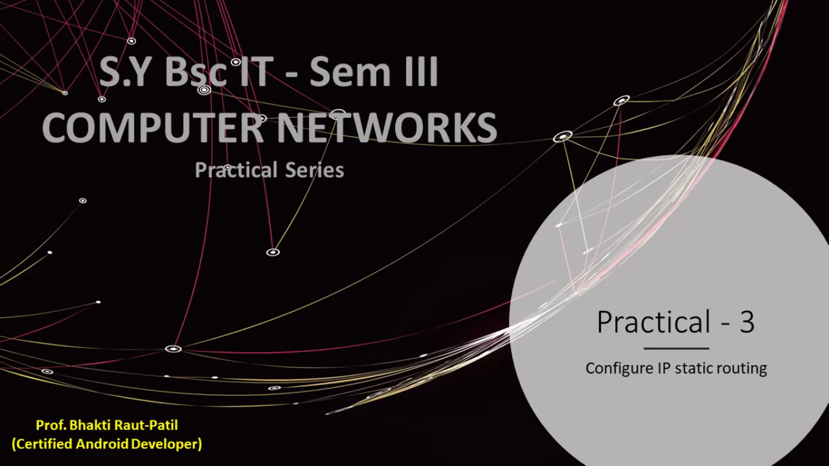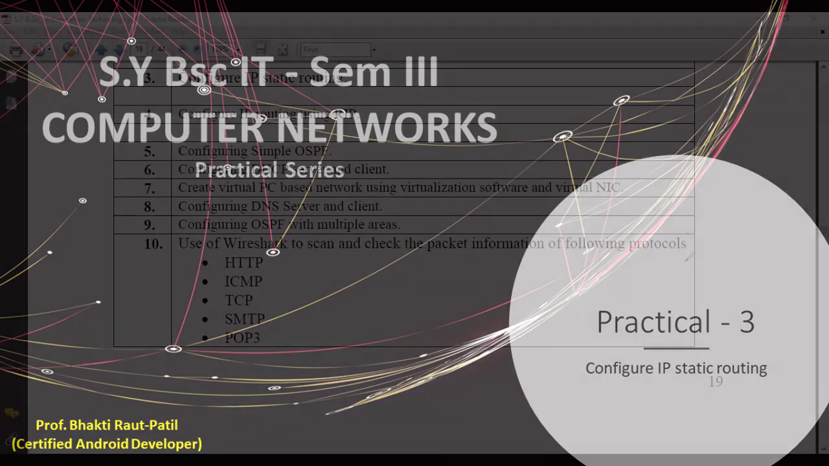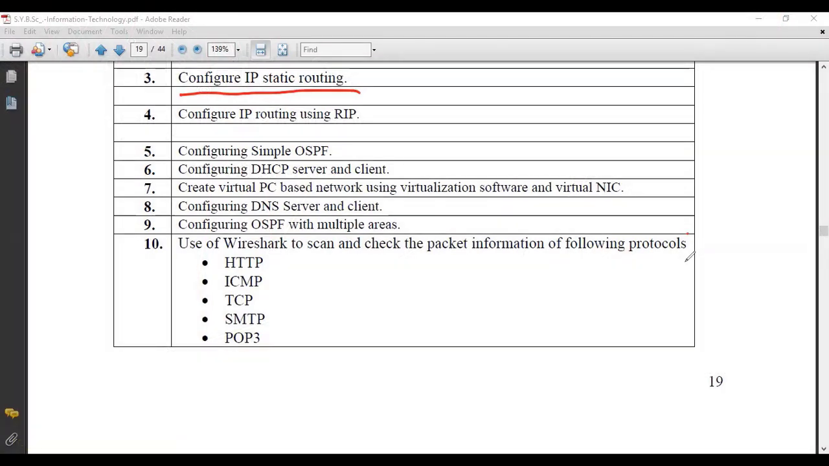Hello everyone. So in this video we will see how to configure static routing. The software we are going to use is Cisco Packet Tracer. So let us quickly start with the practical. Open Cisco Packet Tracer on your system.